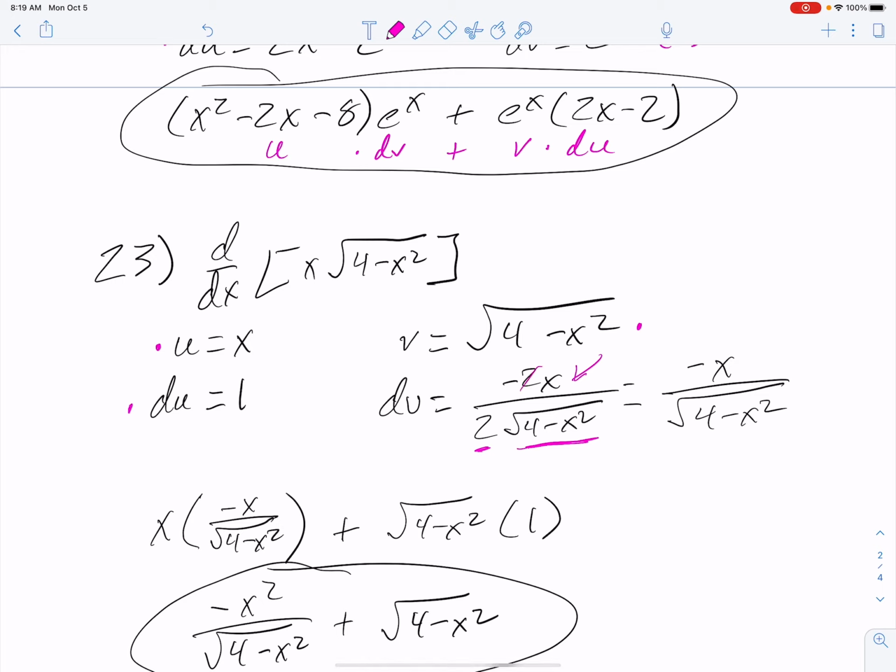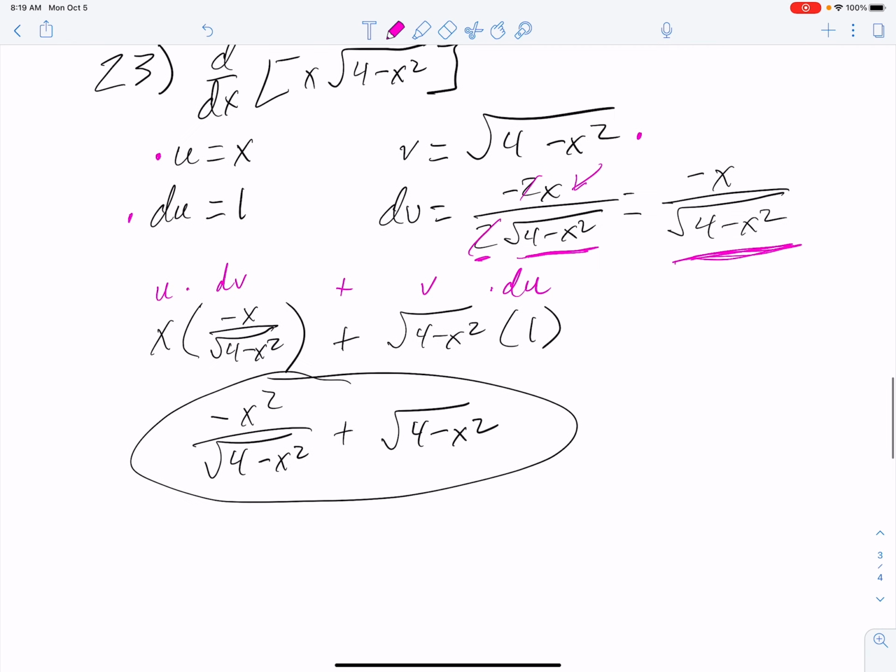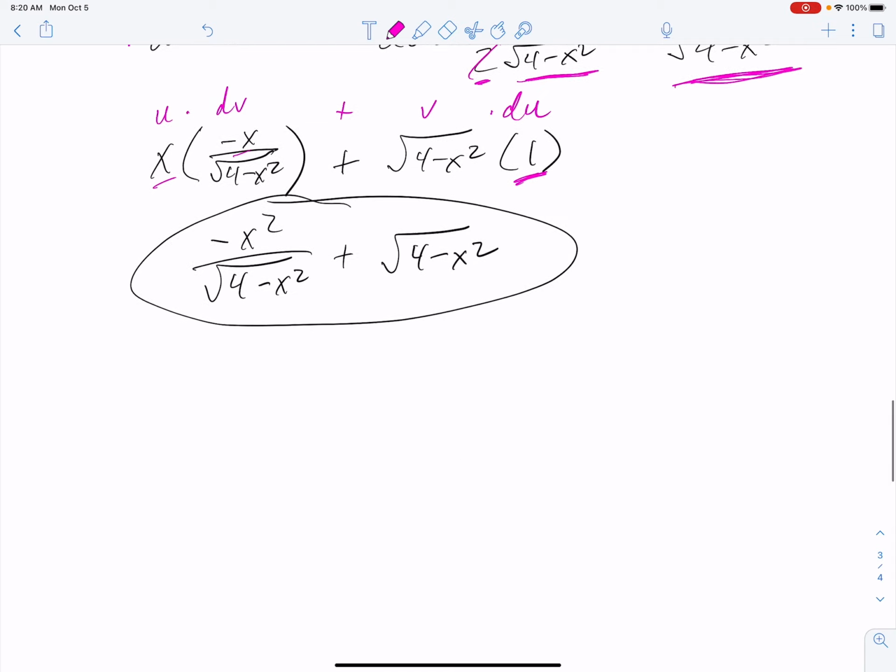And then I've got to do just a little bit of simplifying for that negative 2 and 2. So I'm going to end up using negative x over 4 minus x squared. From there, as usual, u times dv plus v times du. And then it's just a matter of doing a little bit of simplifying. x times negative x gets me the negative x squared over square root 4 minus x squared. Obviously, if we're multiplying by 1, that's not changing anything. We could take the time to get common denominators, but typically we don't.